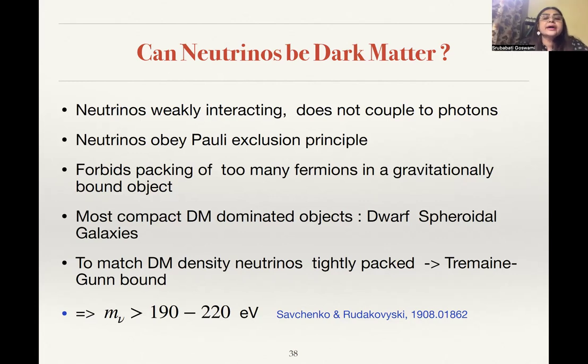Now, the most compact dark matter dominated objects observed are the dwarf spheroidal galaxies. To match the dark matter density of these, the neutrinos have to be tightly packed. That gives a bound on the neutrino mass of the order of 200 electron volts. This is the famous Tremaine-Gunn bound, which they gave much before, around 1979. With the dwarf galaxy data, this bound is about 190 to 220 electron volts.